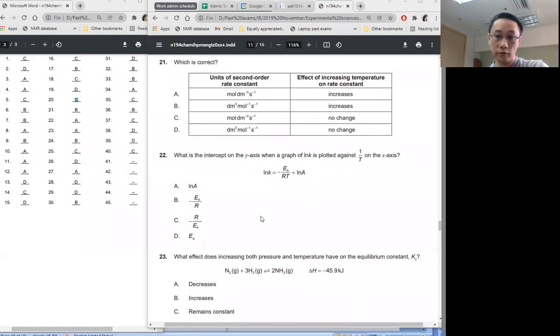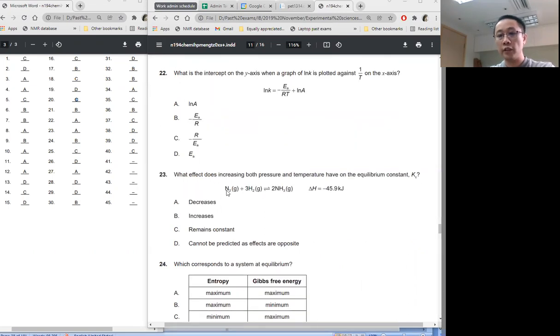Question 22 is about analyzing the logged form of an Arrhenius equation. This equation is already in the form of y equals mx plus c, and then 1 over T can be regarded to be the x. Then A meanwhile is c, and that's ln A minus Ea. Answer is A.